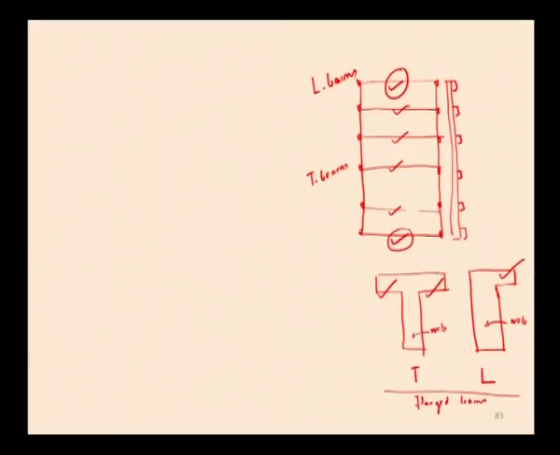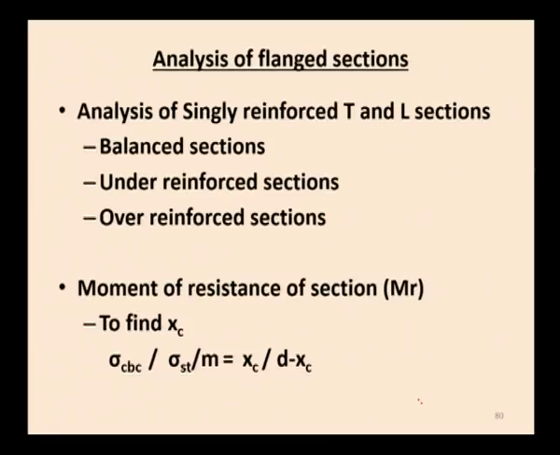In the case of a T beam, the flange is provided on either side of the web portion, but in the L beam the flange is provided on only one side. So, now we are going to start analyzing the T section, that is flanged sections. Here also we have 3 sections: balanced section, under reinforced section, and over reinforced section. We have already discussed these 3 sections in detail.